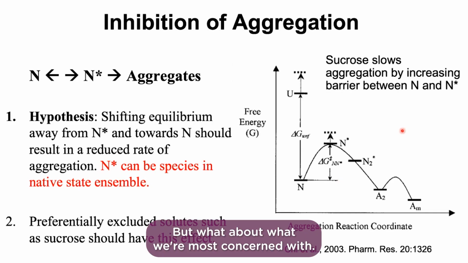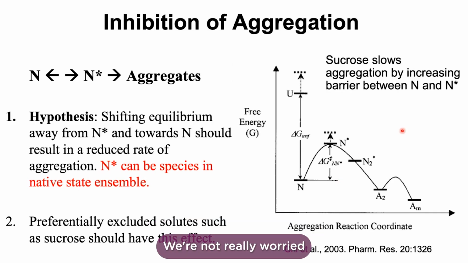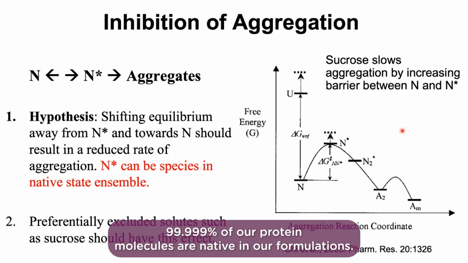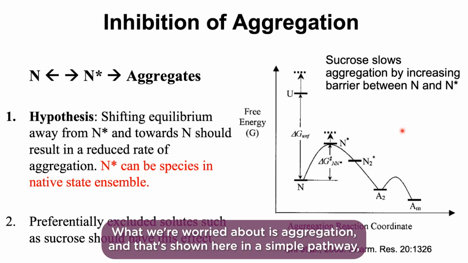But what about what we're most concerned with? We're not really worried so much about the equilibrium between unfolded and native protein. 99.999% of our protein molecules are native in our formulations. What we're worried about is aggregation. And that's shown here in a simple pathway.